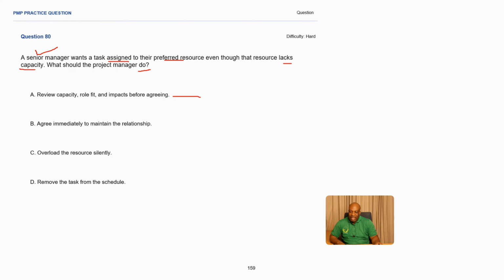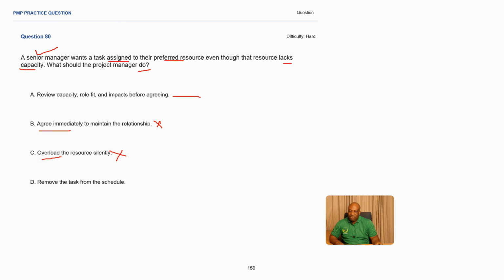Agree immediately to maintain the relationship. You don't agree to things in a project for relationship purposes. Everything you do in a project must be linked to project objectives and goals and even the business value you're deriving from it, not relationships. So this one is incorrect. Overload the resource silently. You don't overload anyone in a project. That's not a good mindset, so this one is incorrect.